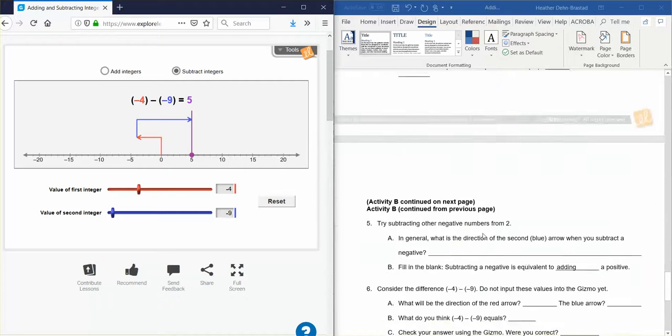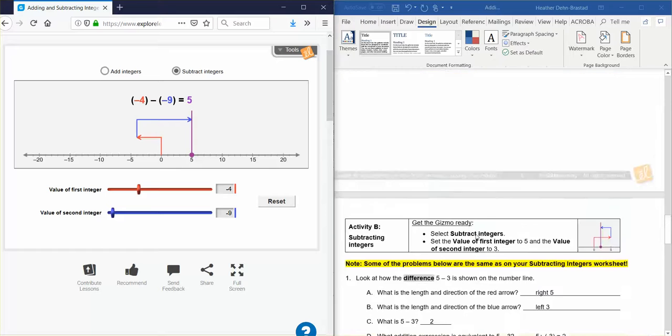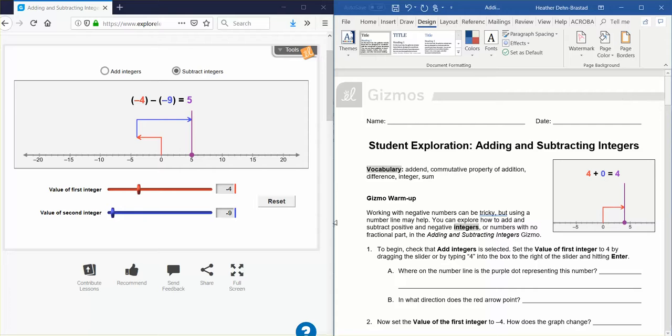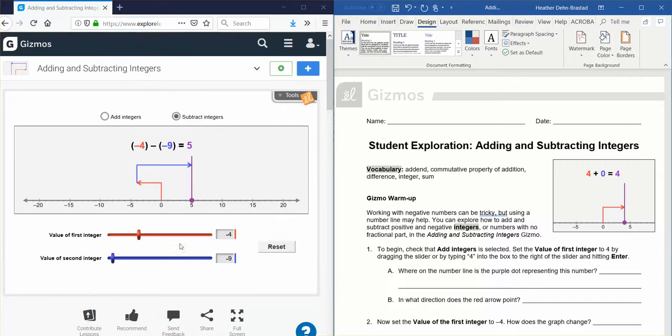You do not have to do the Gizmo exploration worksheet unless you want to and submit it for extra credit. And if you just want to do one part of it and turn it in, that's fine too. But I did like the way the Gizmo shows what's exactly happening on a number line when you add or subtract integers.